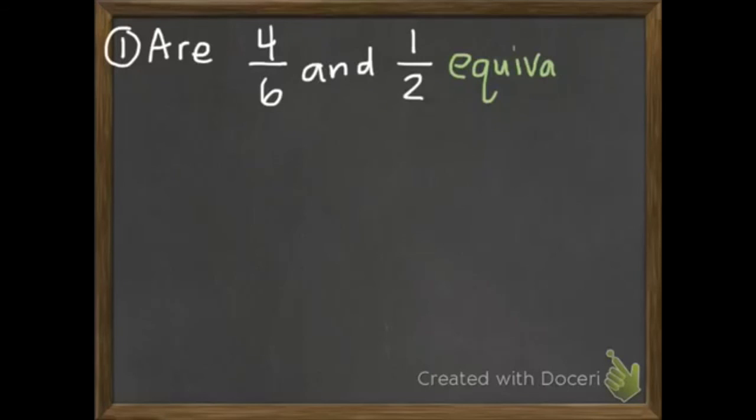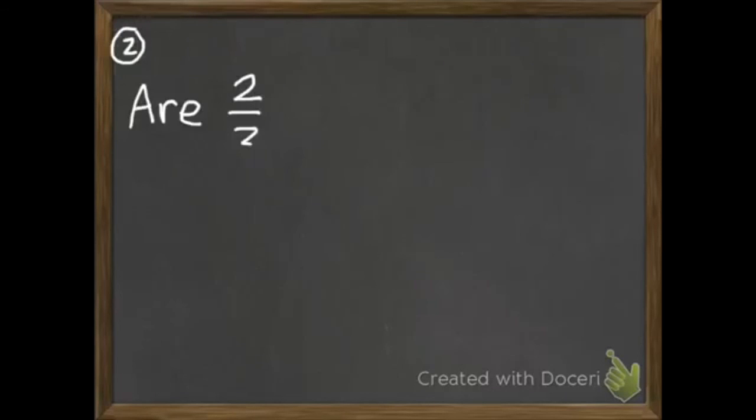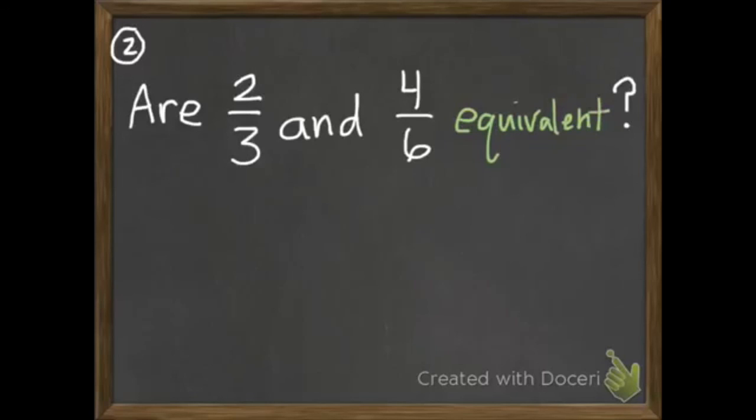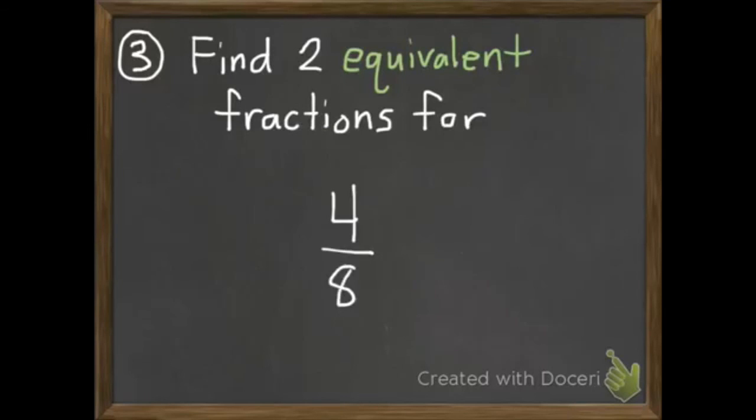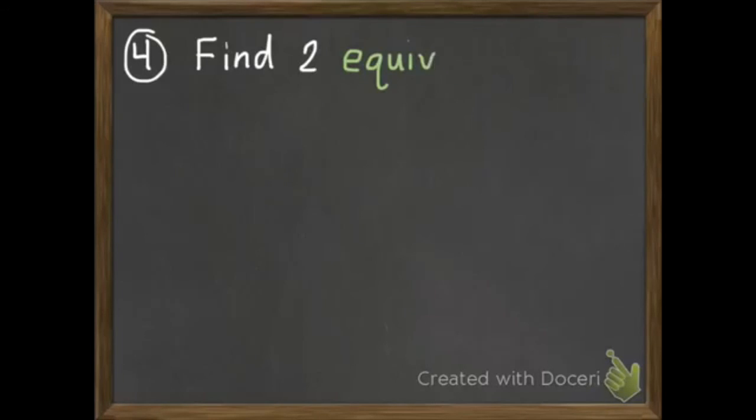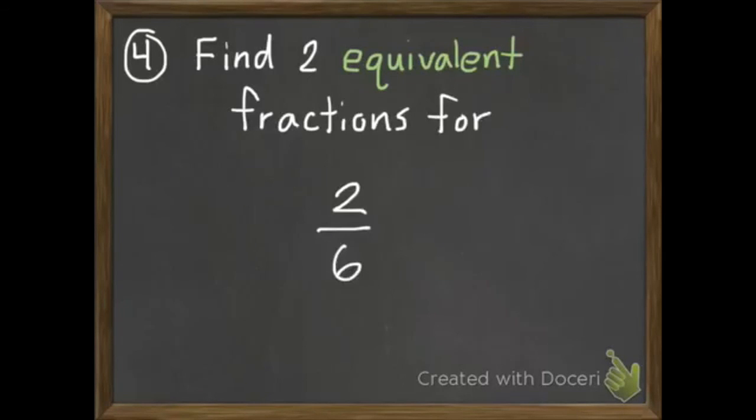Okay, now it's time for you to do your 4 problems. So using models, you can either use your fractions or number lines, pictures. I want you to be able to find if 4/6 and 1/2 are equivalent. So write yes if they are, and no if they aren't. Number 2, are 2/3 and 4/6 equivalent? Write yes if they are, no if they are not. Number 3, I want you to find 2 equivalent fractions for 4/8. And 4, find 2 equivalent fractions for 2/6.